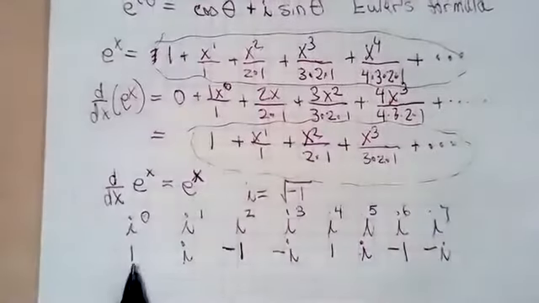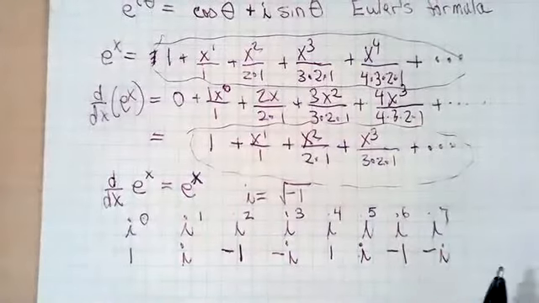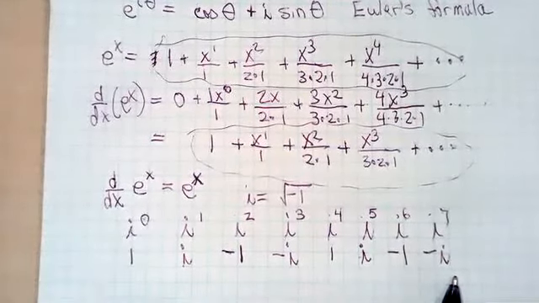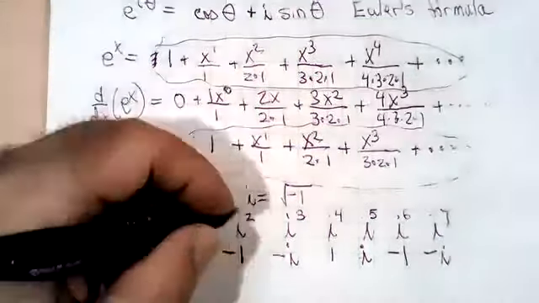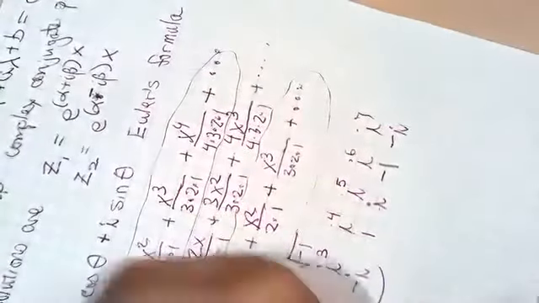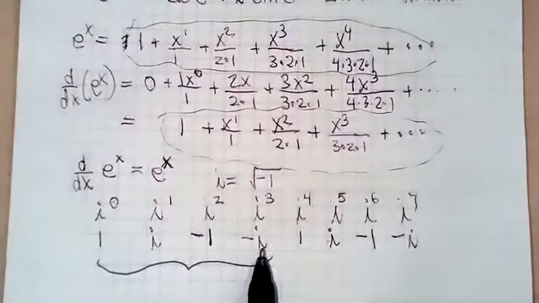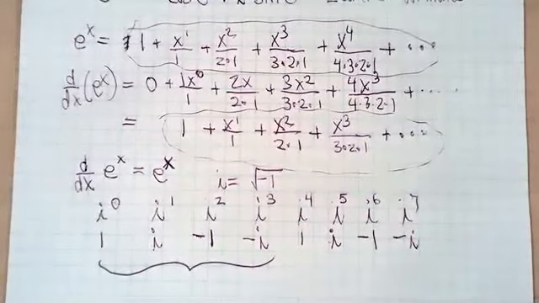Hey, look, 1, i, -1, -i, 1, i, -1, -i. Can anybody guess what the next 8 terms in this sequence are going to be? It's just going to be that all over again. So this sequence right here, 1, i, -1, -i, just repeats forever and ever as you look at the powers of i.